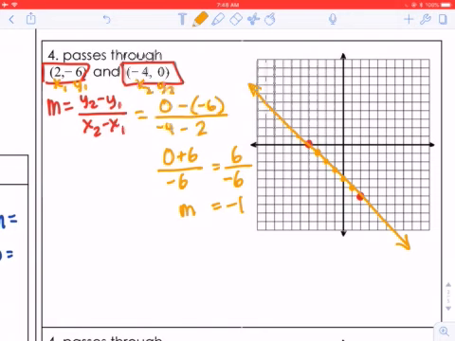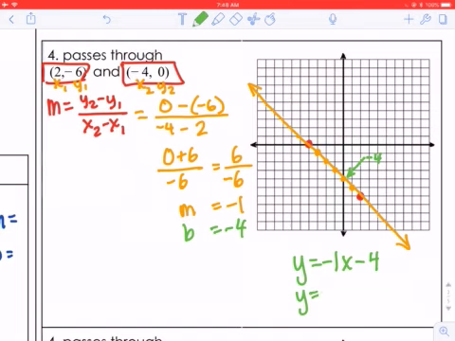I know that I need a b. I can see on my graph that the b is negative 4. So I know b is negative 4. Now I can write my equation as y equals negative 1x minus 4, or I can just write y equals negative x minus 4 because I don't need that 1 there. So I have this as my equation, and this is my line here.